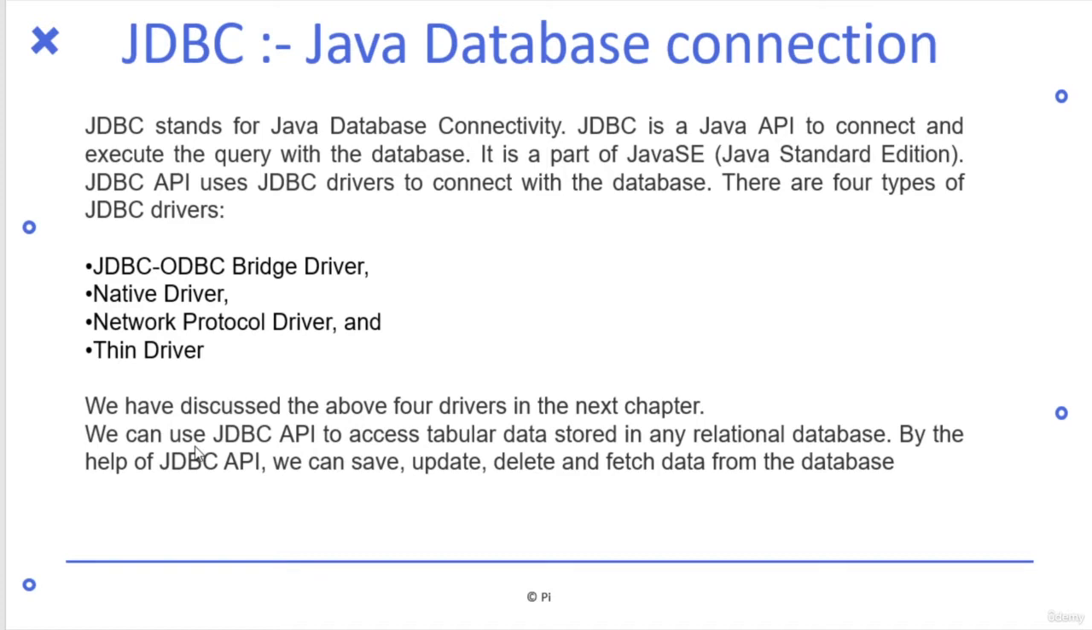If you go further with MongoDB and different databases, you will find that JDBC drivers are available on the internet. There are four types of drivers. For Oracle database, we are basically going to use the thin driver, and ODBC for MySQL is the bridge driver. Then native drivers and network protocol drivers are used for different purposes. We can use the JDBC API to access tabular data stored in a relational database. So we can save, update, delete, and fetch data from the database.